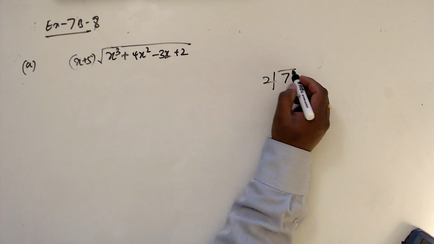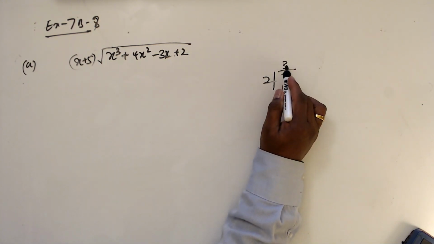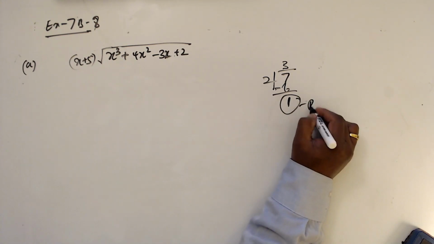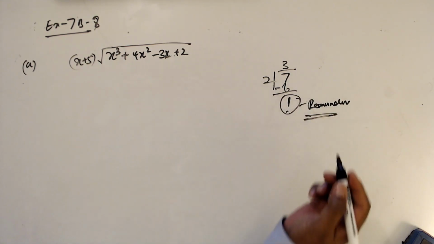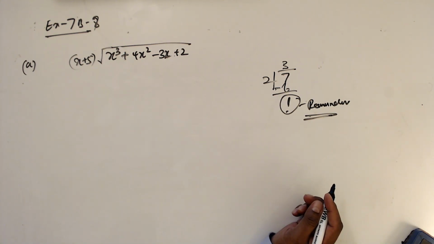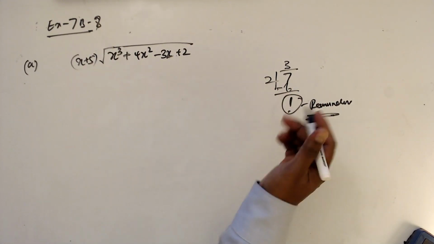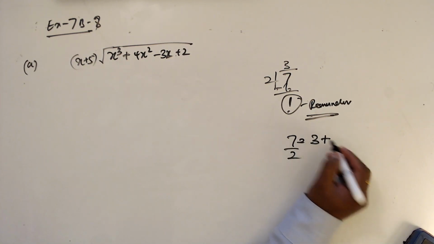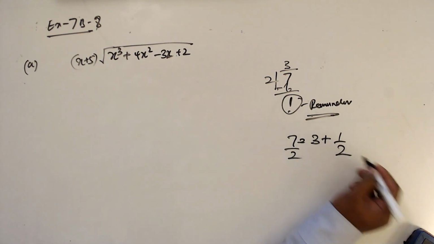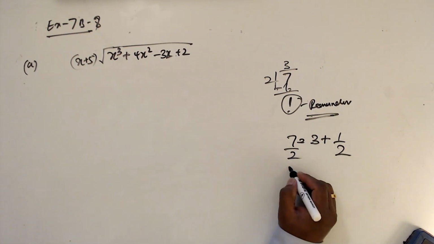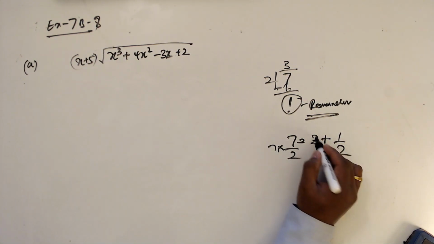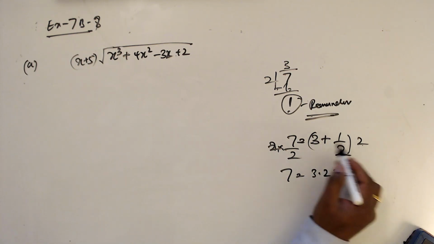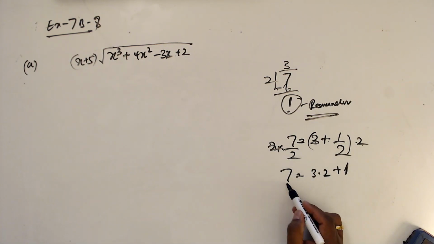7 divided by 2 is 3, 3 times 2 is 6, and 7 minus 6 is 1. So the remainder is 1. Likewise, we will work out the remainder. We can write 7 divided by 2 equals 3 plus 1 remainder out of 2. Or by cross multiplying by 2 on both sides, 7 equals 3 times 2 plus 1, this cancels out like this. So 7 means 3 times 2 plus 1.